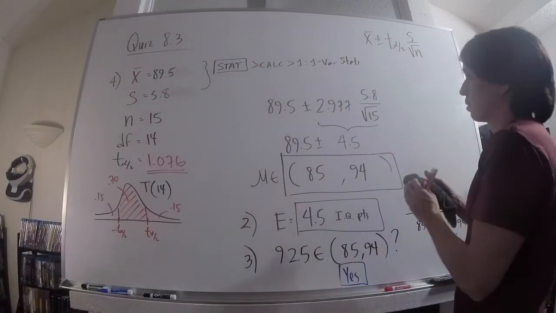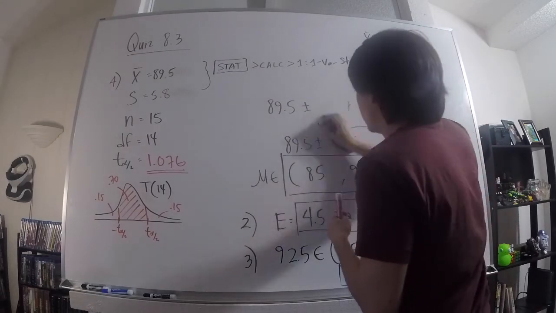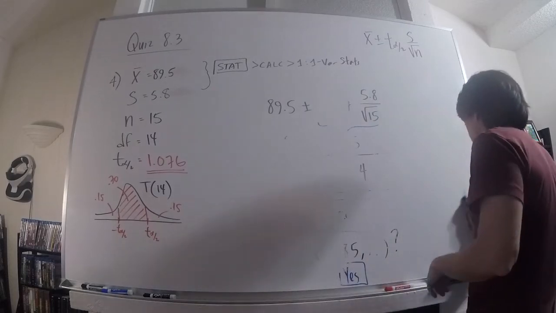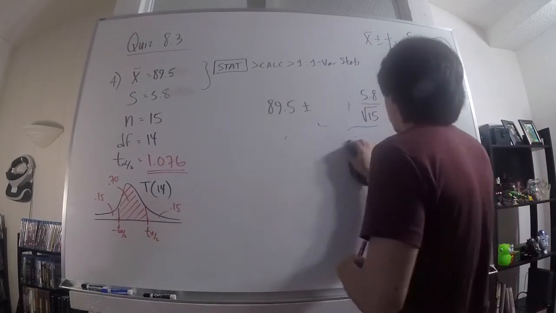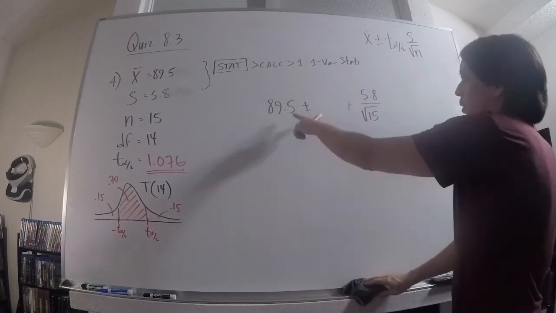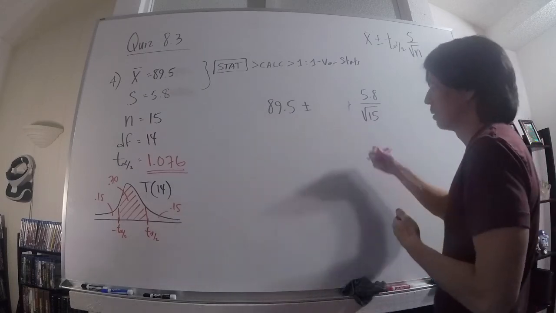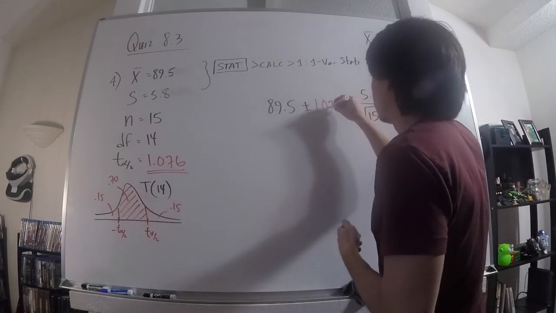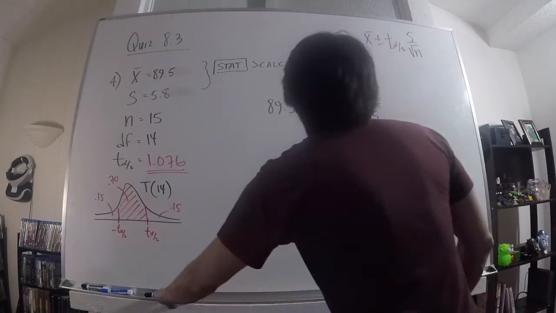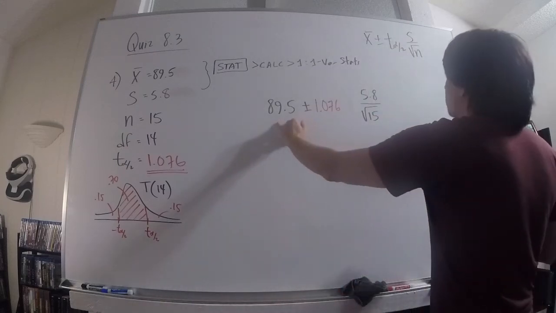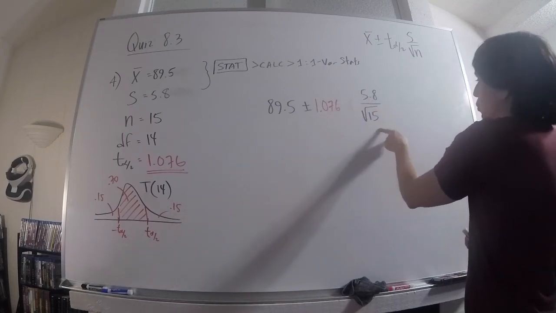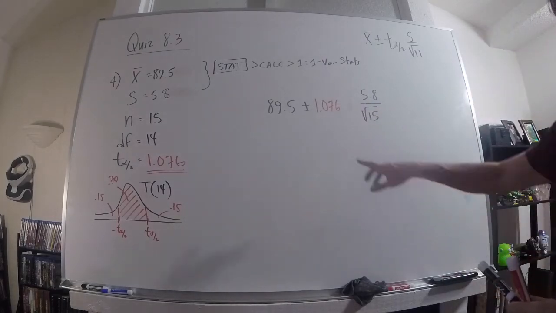All right, let me just repurpose all of this. My answers will be different. But I will be using x bar plus or minus t. I'm putting it in red because it's different from last time, highlighting what's changed and what's the same. X bar is the same, plus or minus a new t for 70% confidence, times s, which is the same, divided by the square root of 15, which is the same.